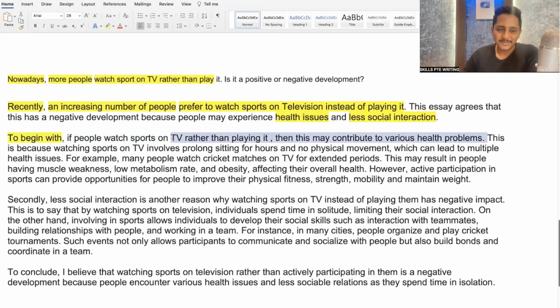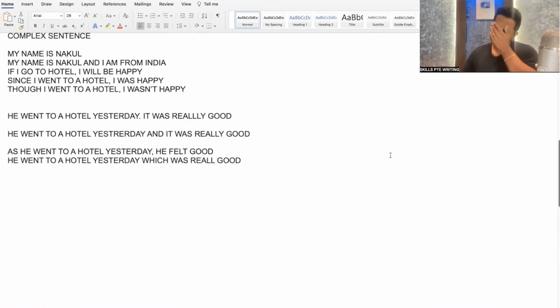I suggest people use a simple sentence. To begin with, health problems are inevitable if one watches television rather than playing. I would have written that way. Simple sentence. This is also fine: if people watch sports on TV rather than playing it, then this may contribute to various health problems. Main idea. Why does it cause health problems? Why? Anybody? So that is your supporting idea.